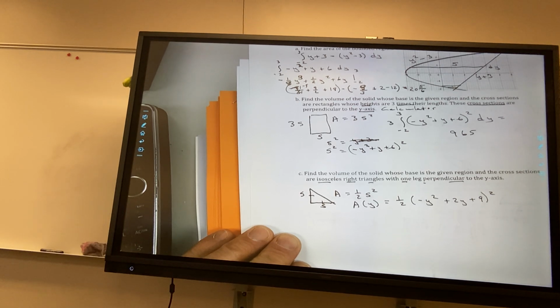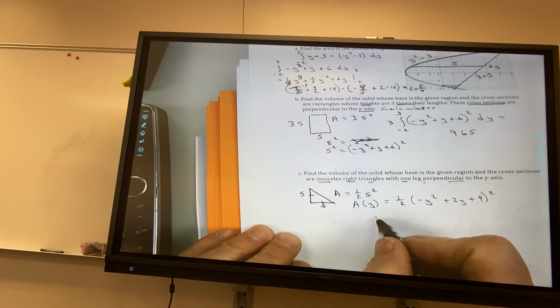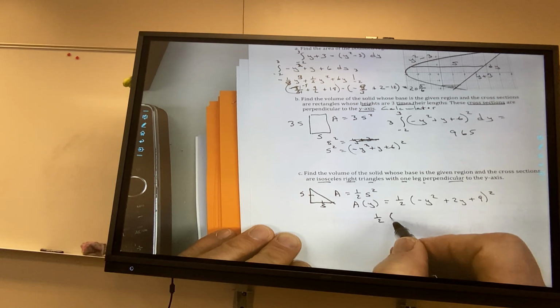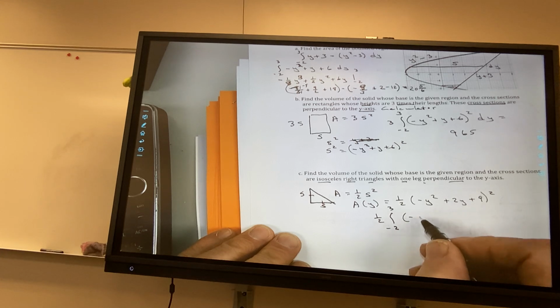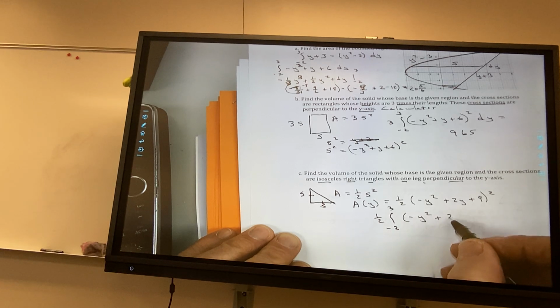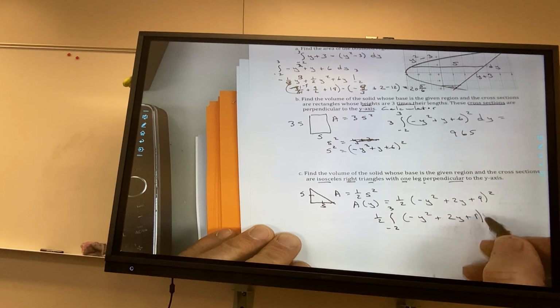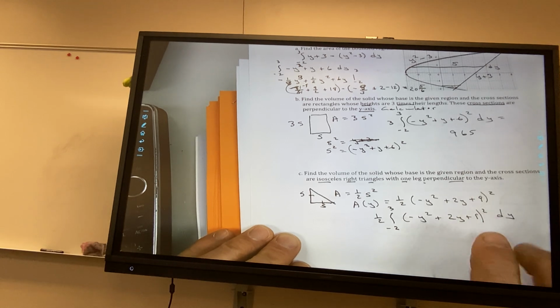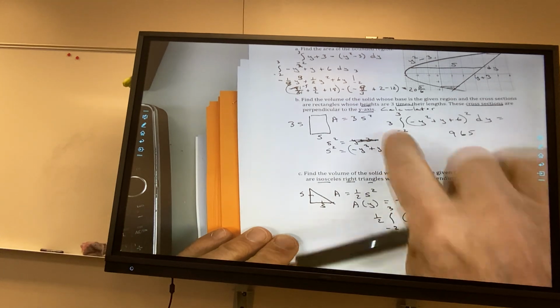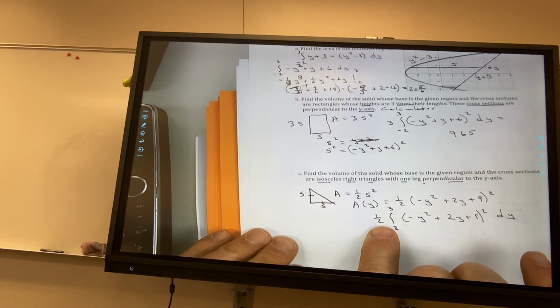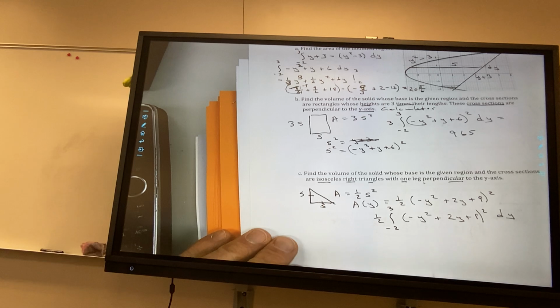So I integrated from negative 2 to 3. So I went back to this work that I did here, deleted the 3, and multiplied by half. Does that make sense to everybody? Yeah, okay. We will finish this tomorrow.